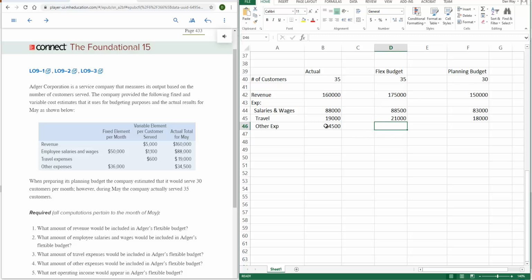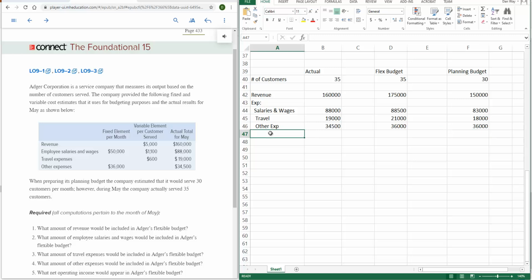Other expenses, we know the actual amount again was the $34,500. That's entirely fixed at $36,000. So in the flex, we wouldn't have flexed it at all. It would just be that same $36,000. And of course, it would be $36,000 as expected in the planning budget. Let's take a look at some of the questions here to make sure we don't forget any. Travel expenses in the flex budget, we already took care of that, $21,000. Other expenses in the flex, $36,000.